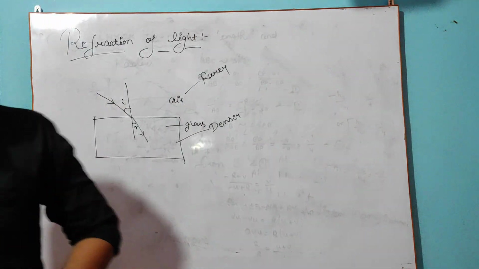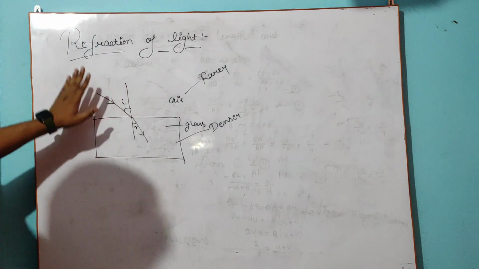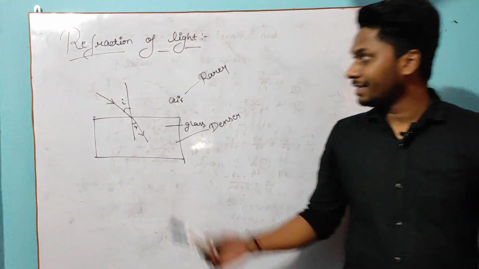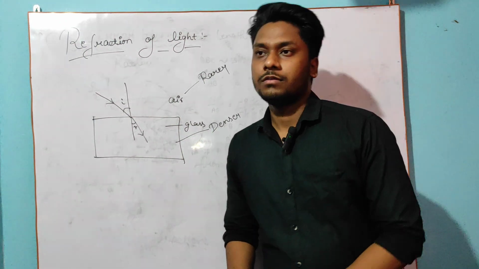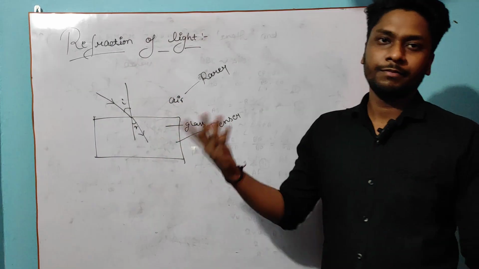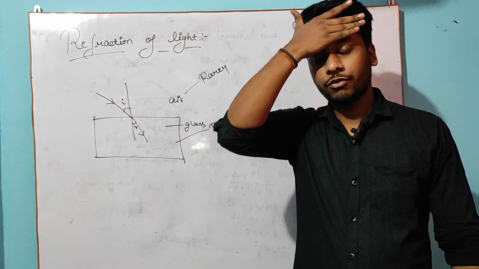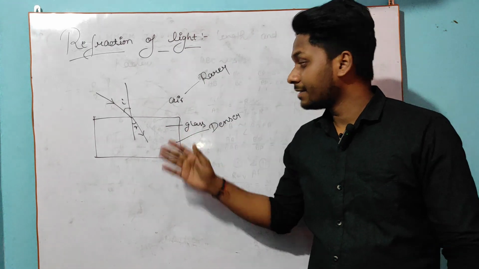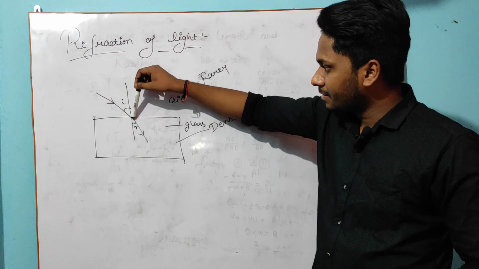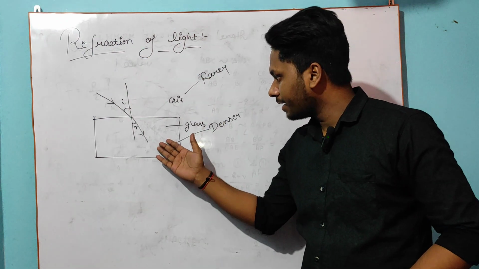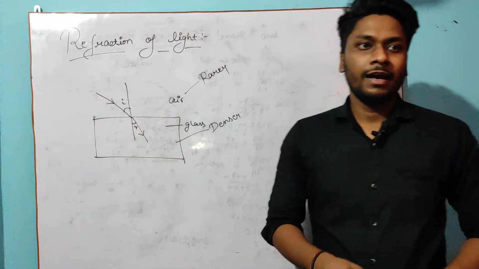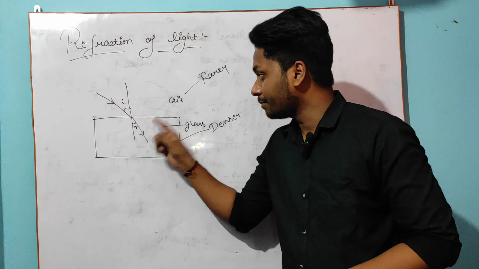Now, why does light have to change its direction when it passes from one medium to another? This is because light has different speeds in different media. In vacuum, its speed is about 3 × 10^8 meters per second. In glass, it has a different speed. As light enters this medium, the density of particles is very high, due to which they oppose its motion, and hence the speed of light reduces in this medium.